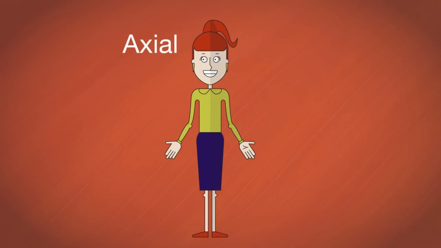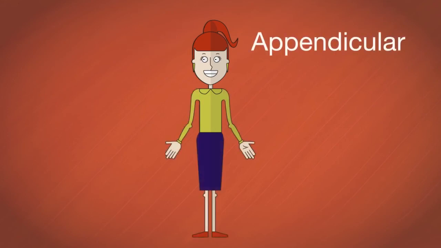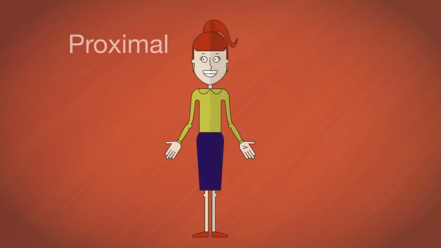The body includes an axial portion and an appendicular portion. The axial portion includes the head, neck, and trunk. The appendicular portion includes the arms and legs and their attachments. The terms proximal and distal compare the relative positions of the parts of the arm or the leg. Proximal refers to the part closer to the point of attachment.